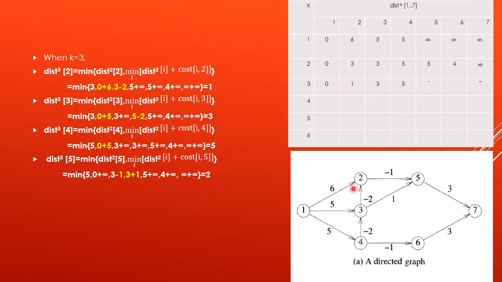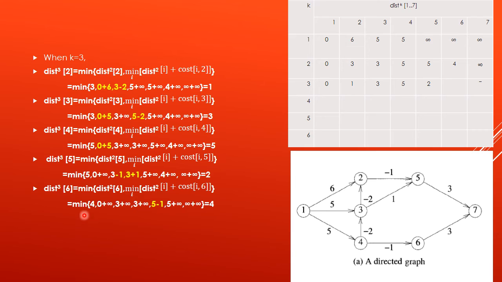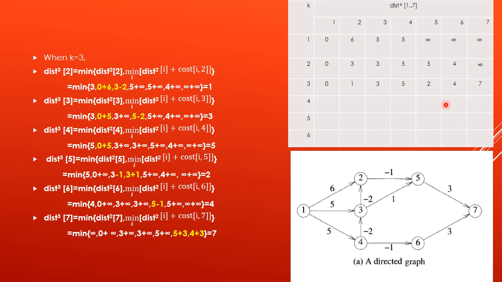Similarly, we'll find distance 3 of 5. 5 is connected from 2 and 3. 2 has a previous distance 3 and 2 to 5 edge weight minus 1. 3 has a previous distance 3. 3 to 5 edge weight plus 1. Then old distance of 5 is 5. So among this, minimum is 2. Similarly, we'll find distance 3 of 6, and applying the formula, we are going to get the value 4, and let's note it down. And similarly, distance 3 of 7, after applying the formula, we are going to get the value as 7.